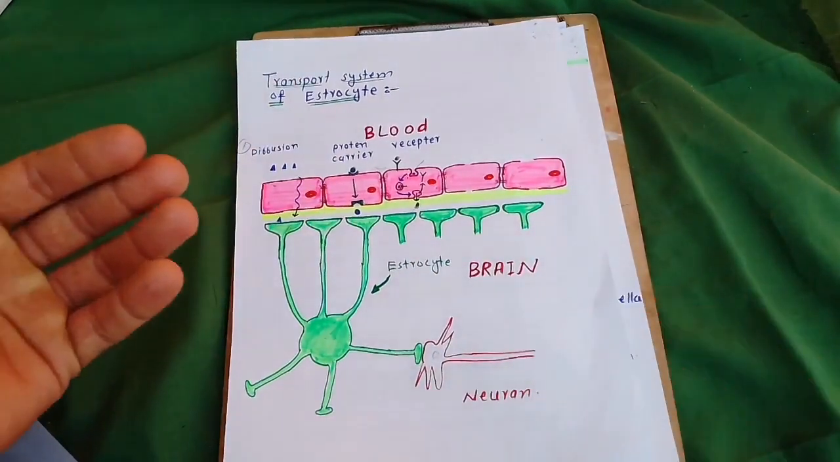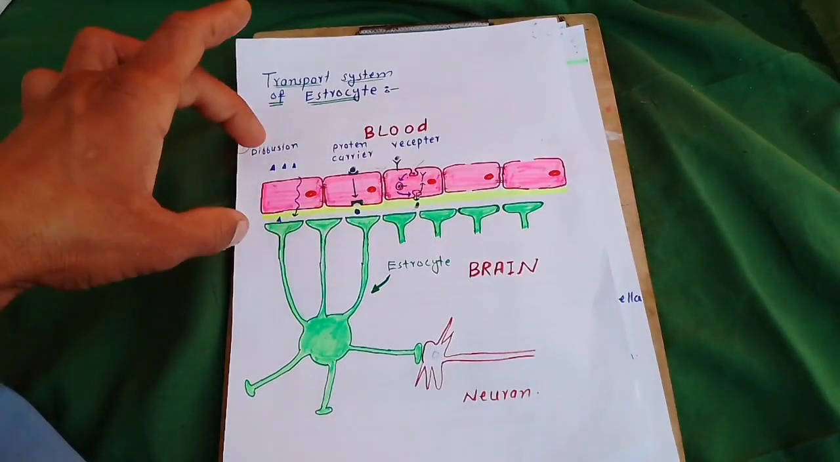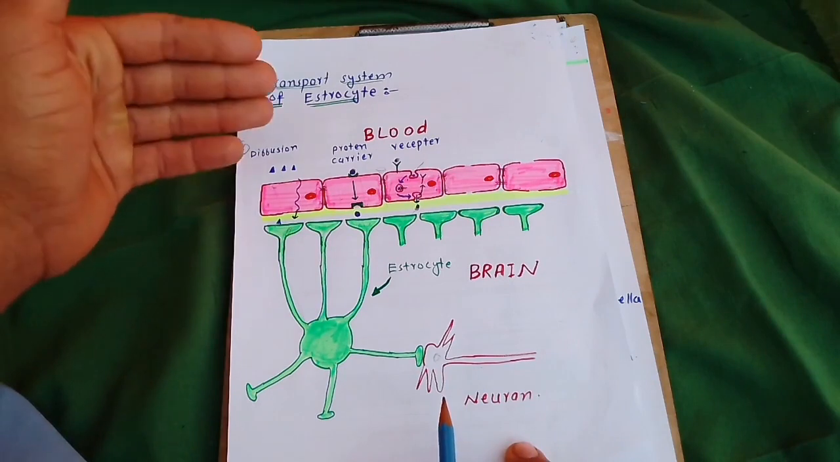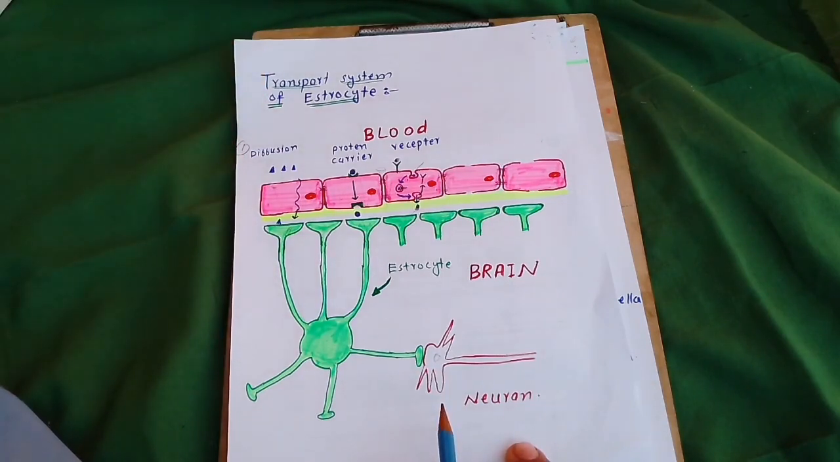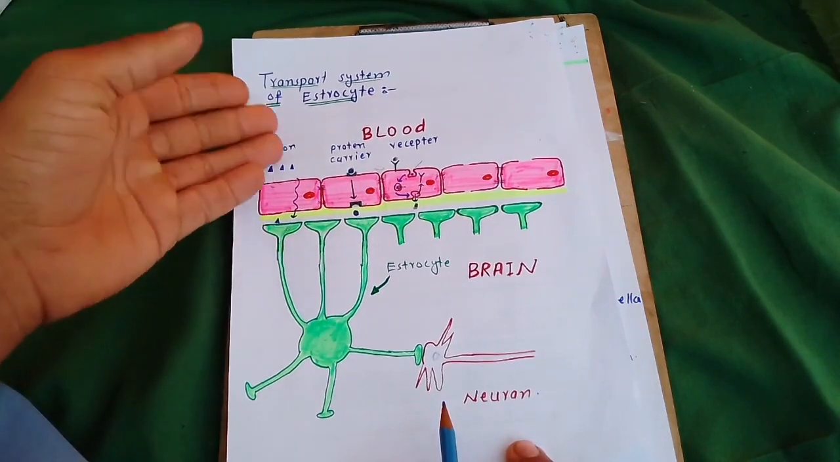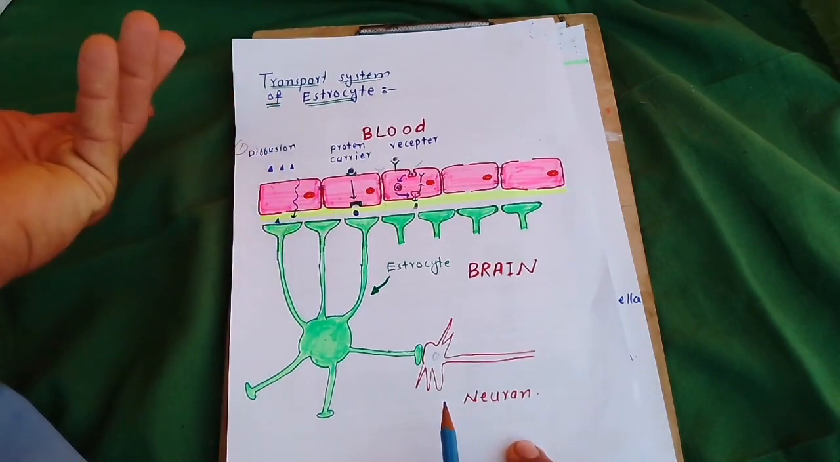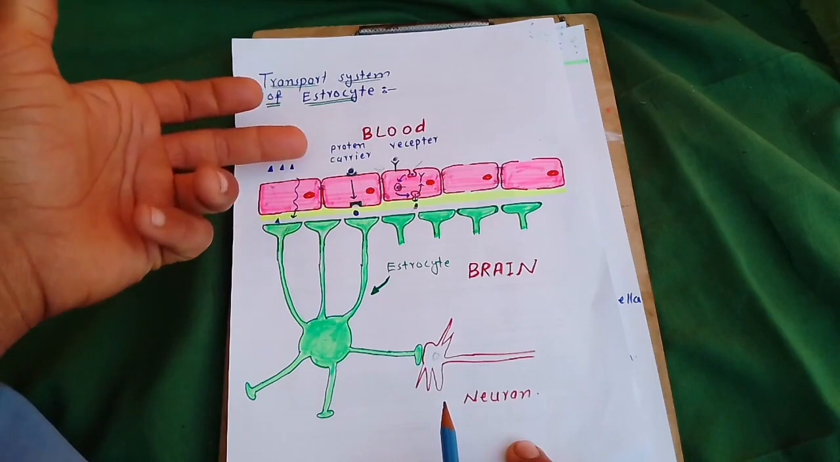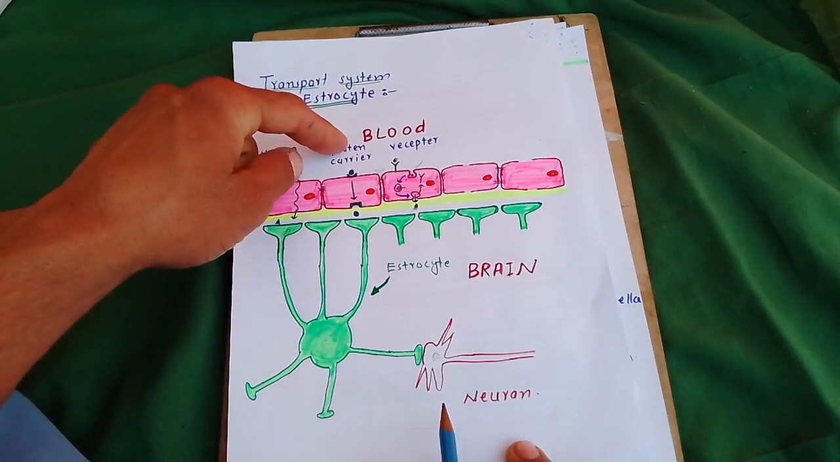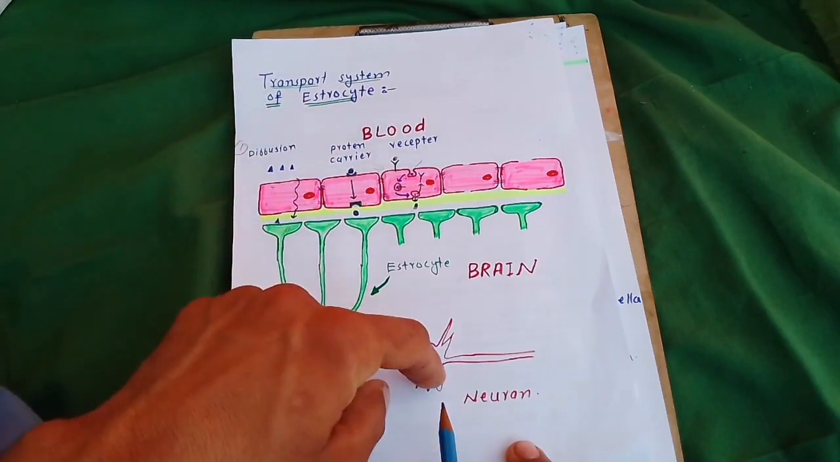So in this way, neuron cells get nutrition from the blood capillary. This is the transport system of the astrocyte, which gives nutrition from the blood capillary to the neuron.